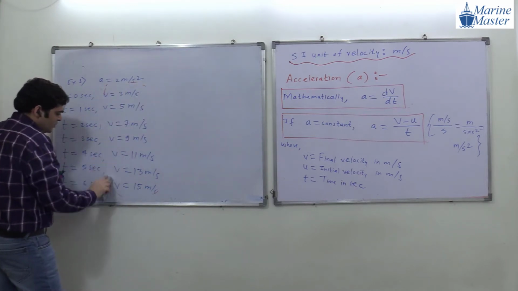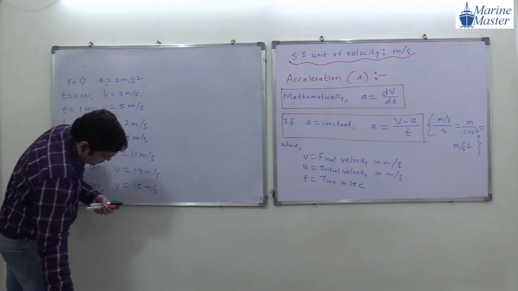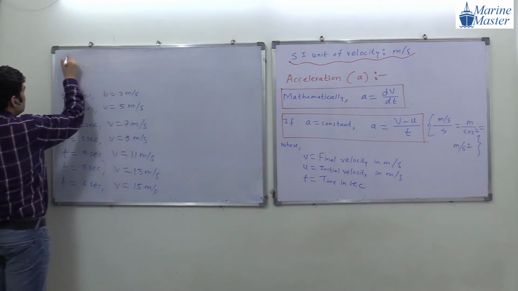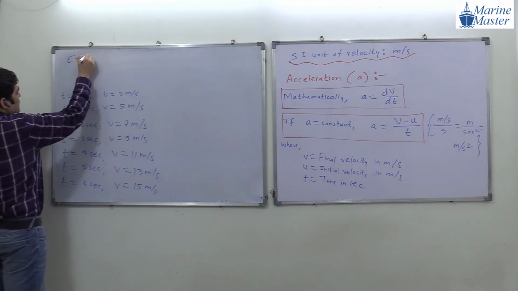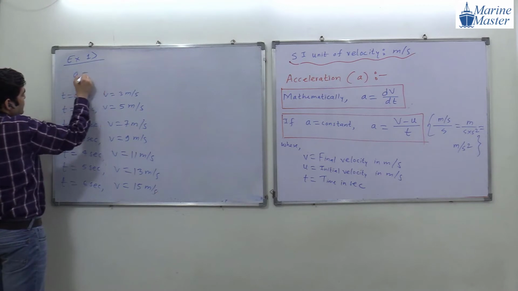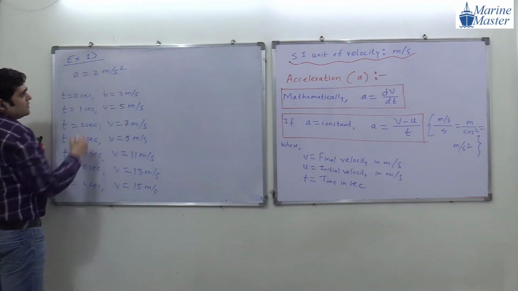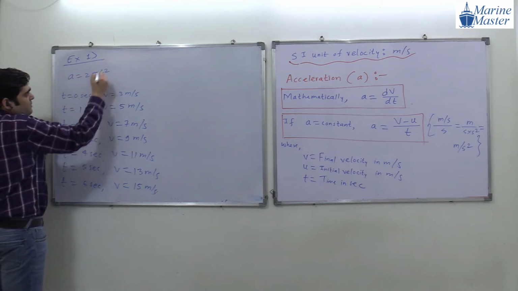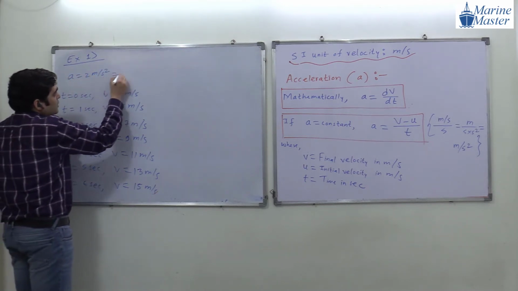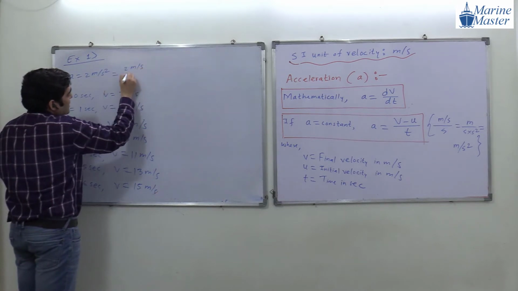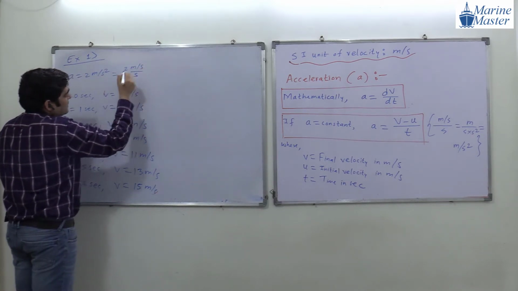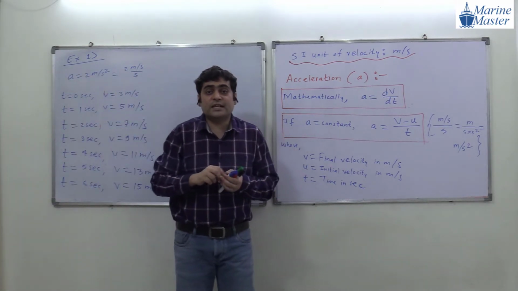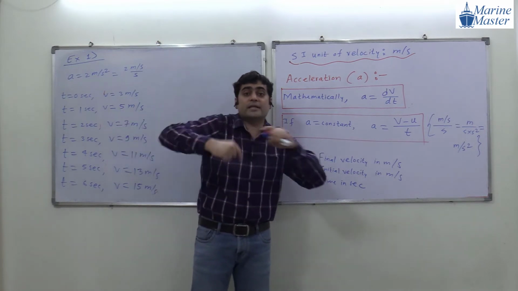Very simple discussion, but an important one. So what is the acceleration I have given? 2 meter per second square. In other words, I can write this 2 meter per second square as 2 meter per second per second. What does it mean, guys? It means every second our velocity is changed by 2 meter per second.